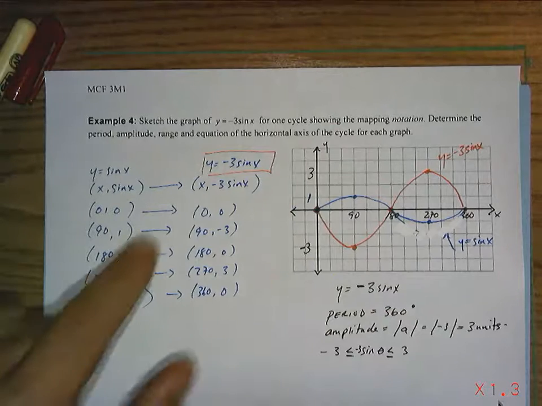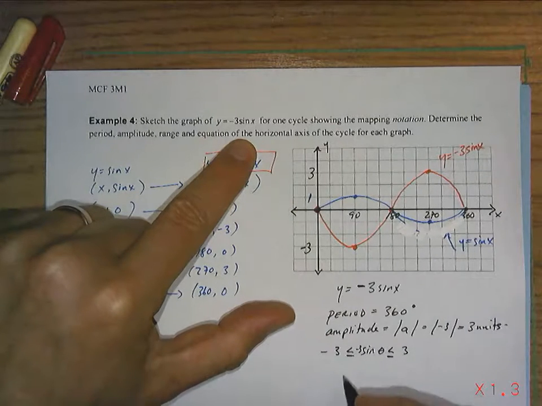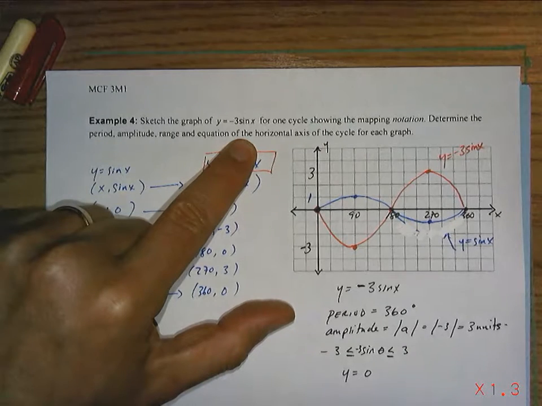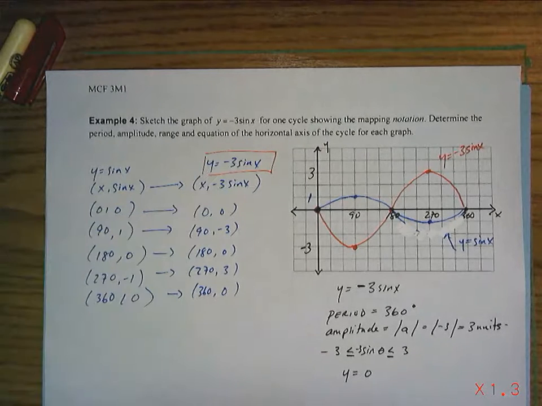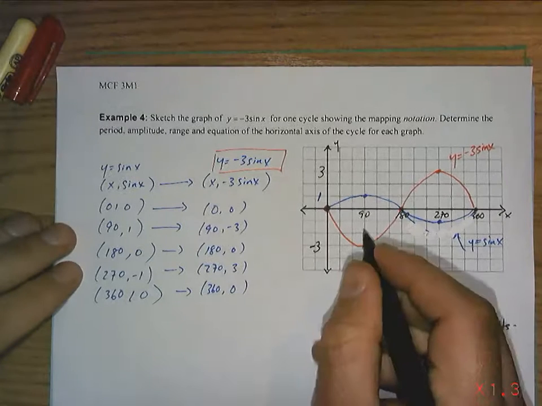Let's see what else is here. The range, the equation of the horizontal axis. Well, the horizontal axis is here, so it's y equals 0. And that's it. We've shown the mapping notation. I guess the only thing that we might want to leave here is to classify this.